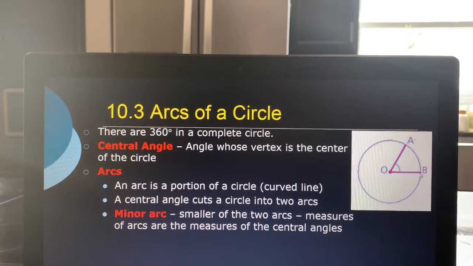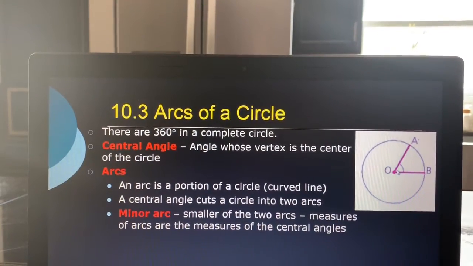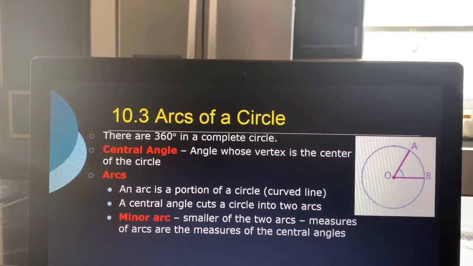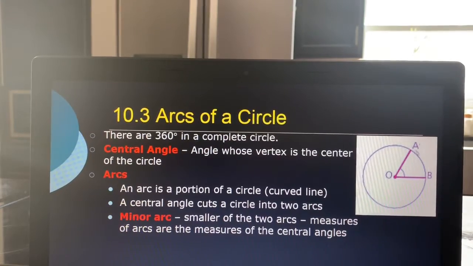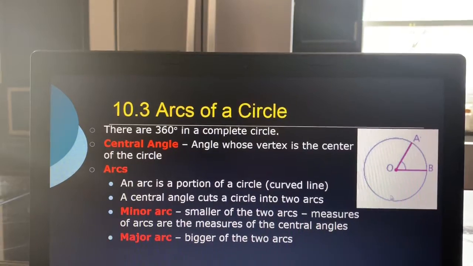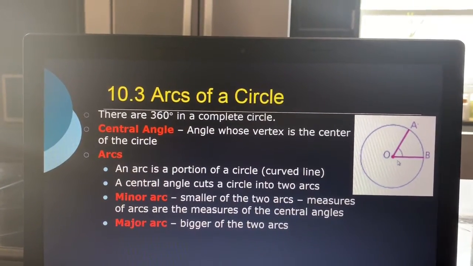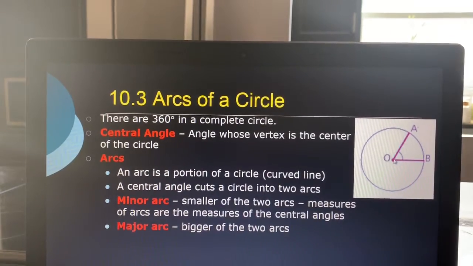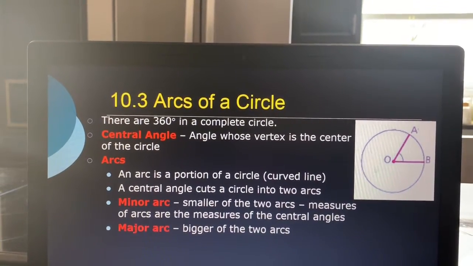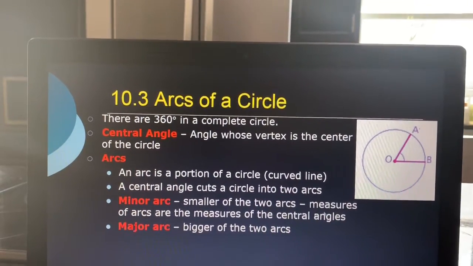And the measure of that smaller arc is the same as the measure of the central angle. So if this angle here measured 20, AB's arc would measure 20. And then the other side is called the major arc. So any central angle divides a circle into two arcs. You got the minor arc, the smaller one, and you got the major one, the bigger one.